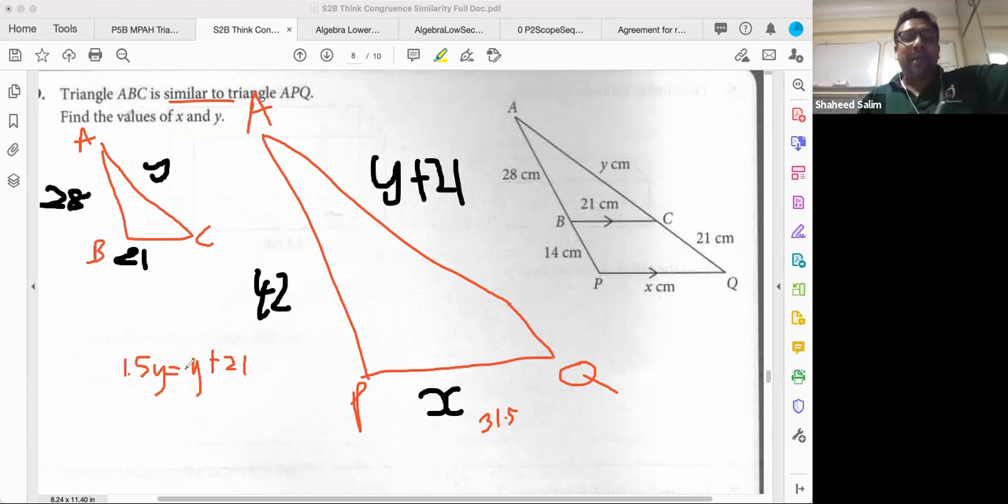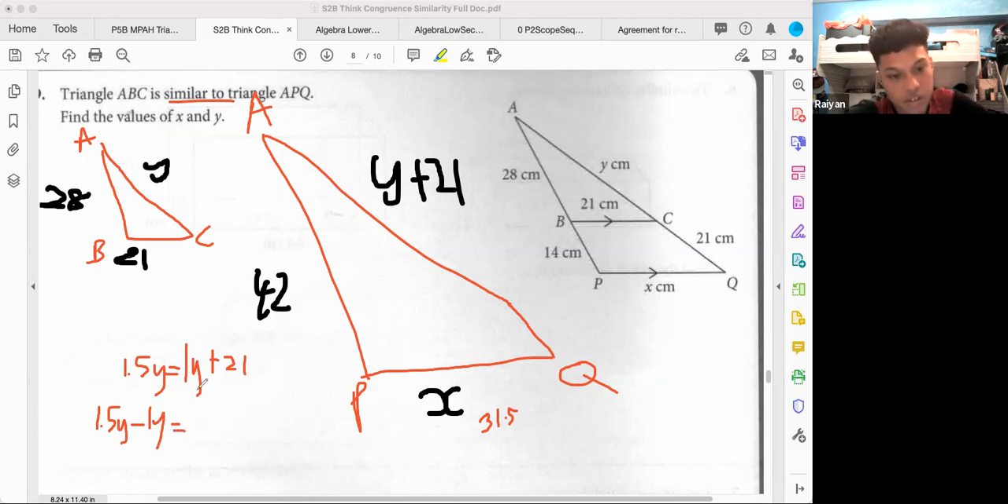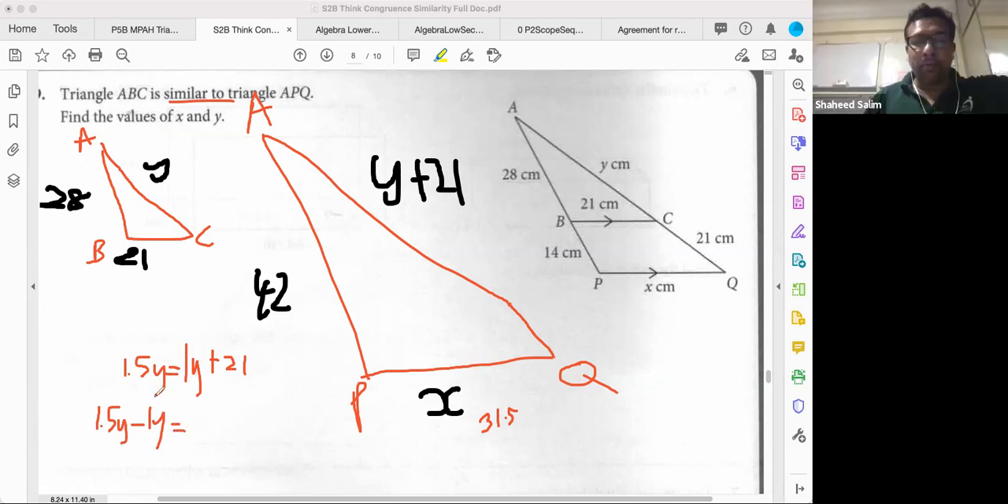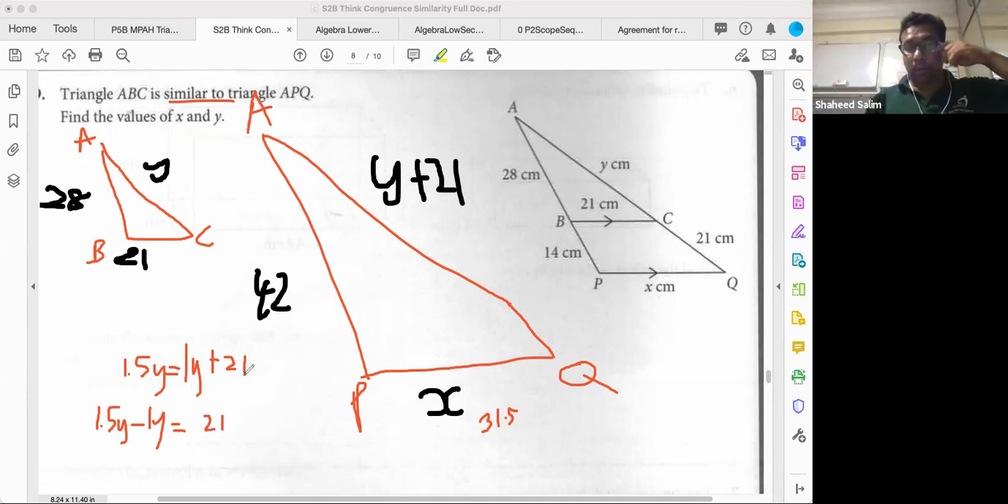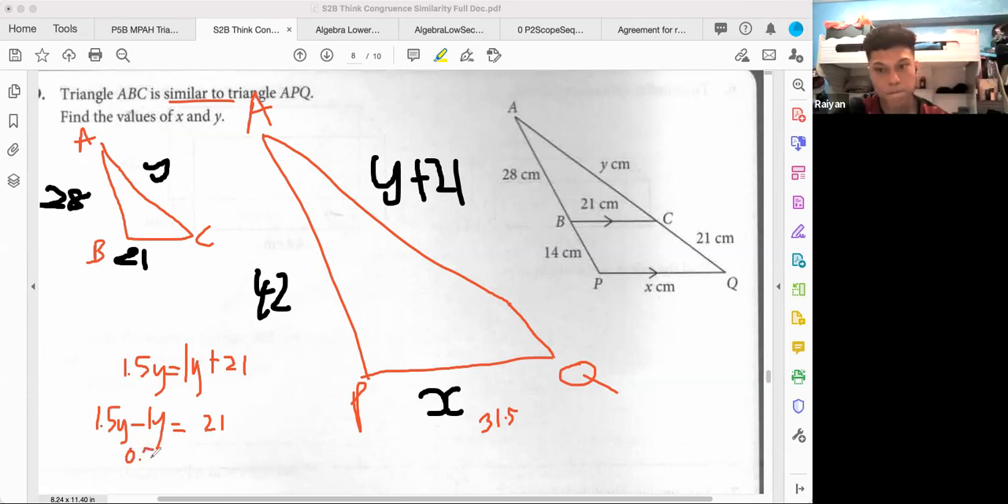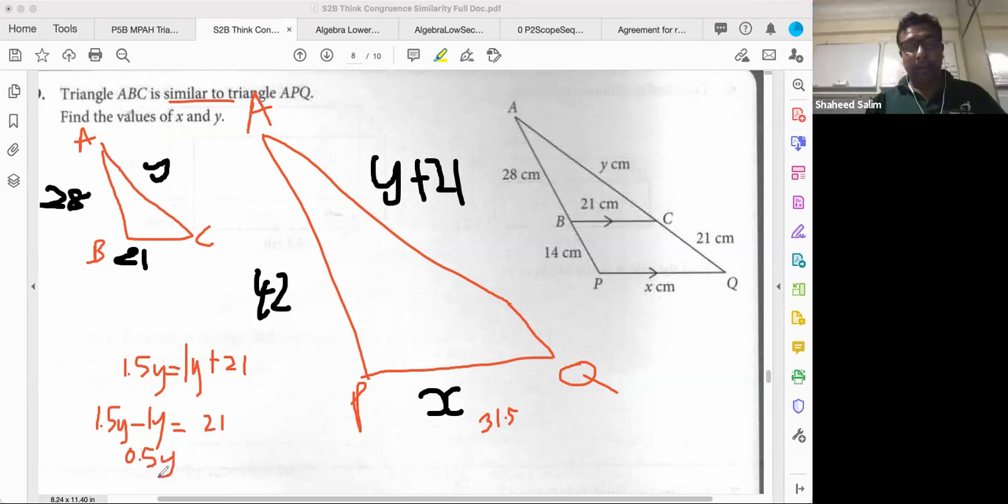Okay, wait. Now this one is 1y, you know. I bring over 1.5y. Okay, you minus y. Minus 1y, right? The y I bring over becomes minus 1, equals 21. You cannot just plus this to the 21. So now here is 0.5y equals to 21.